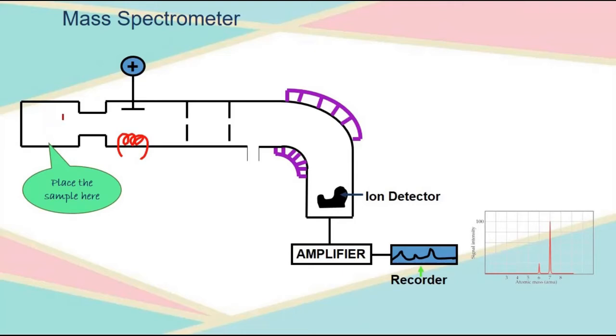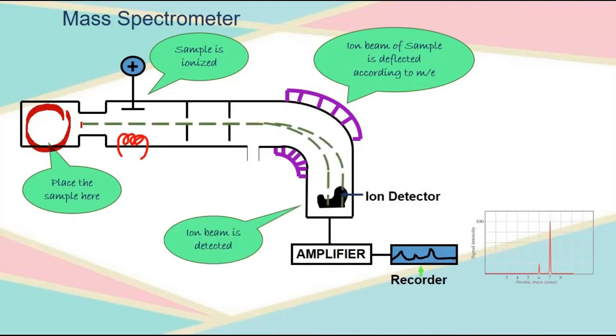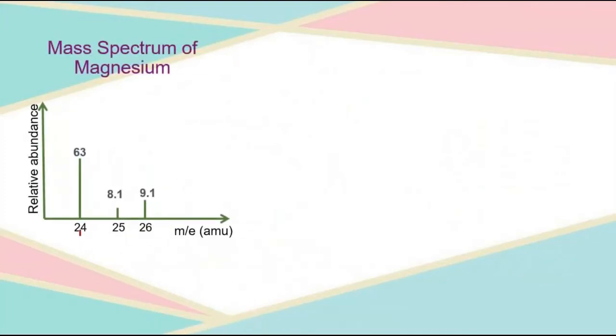Sample is placed into the vaporization chamber, ionized and deflected by the magnetic field according to its mass over charge. The ion beam is detected by the ion detector and finally recorded as the mass spectrum based on its mass over charge and relative abundances. Given the mass spectrum of magnesium, on the y-axis we have relative abundance and on the x-axis we have mass over charge in the unit of AMU.